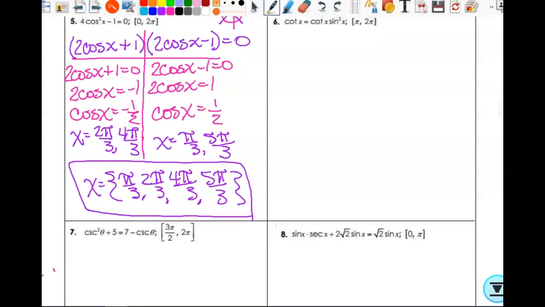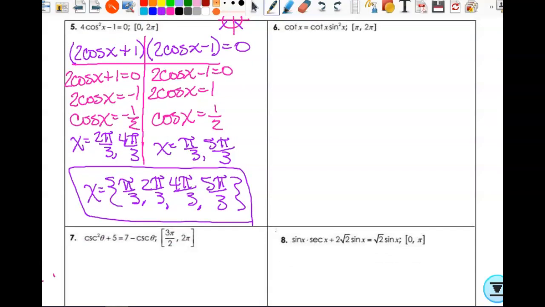Okay, so number 6, I have a quadratic also, so I'm going to set it equal to 0, so I'm going to move this cotangent over. So 0 equals cotangent x times sine squared x minus cotangent x. All right, so I only have 2 terms, definitely not a difference of squares, right? But then the next thing I look at is, do I have a GCF? I do. What's my GCF? Cotangent x. So I'm going to factor out that GCF. So 0 equals cotangent x times sine squared x minus 1.